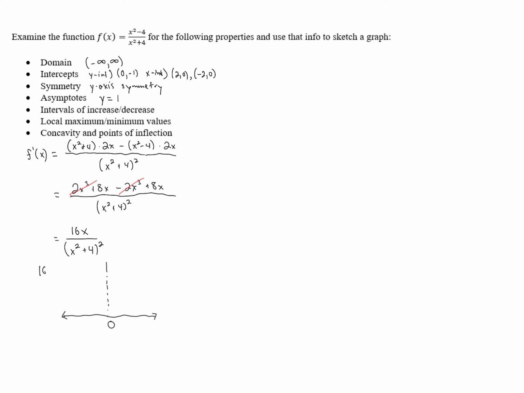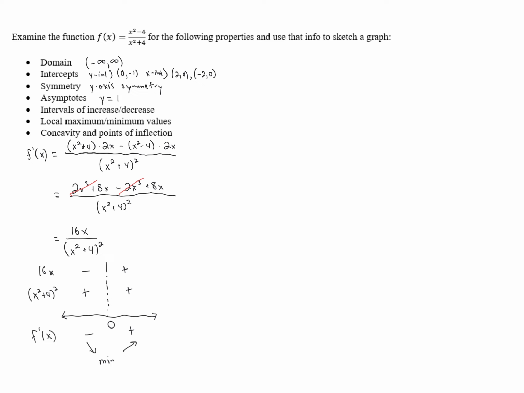So we've got our factors on the left, 16x and x squared plus 4 squared. Well, anything squared can't be negative, so that's going to be positive on both of those intervals. 16x is going to be negative and then positive, and so that means our derivative, f prime of x, is going to be negative and then positive. So our function is decreasing and then increasing, and that gives us a local minimum at 0.